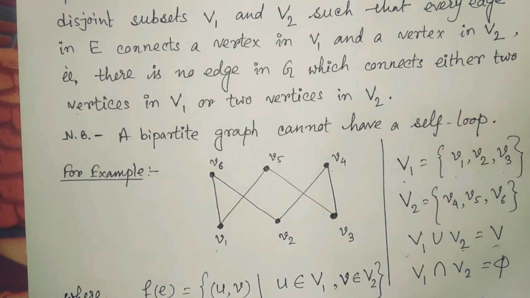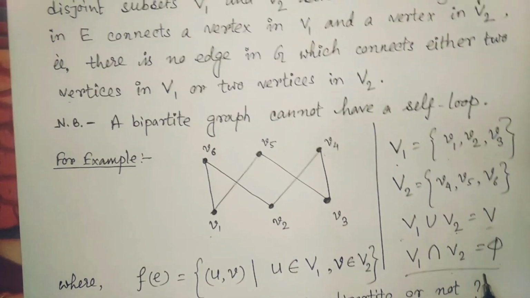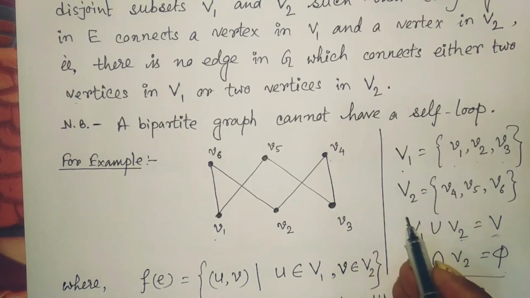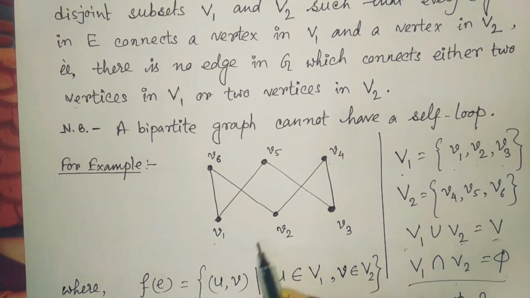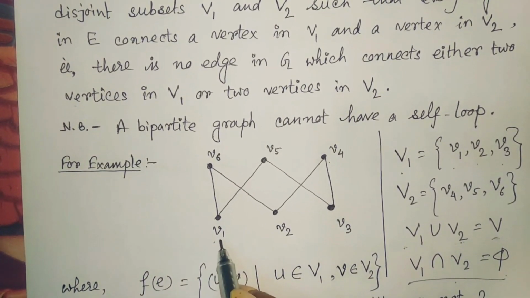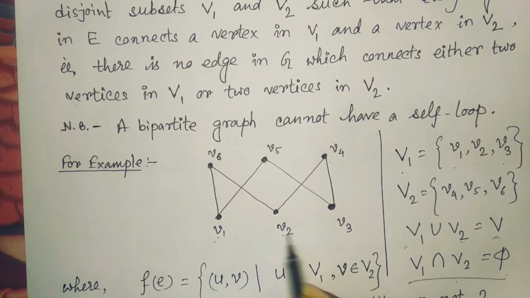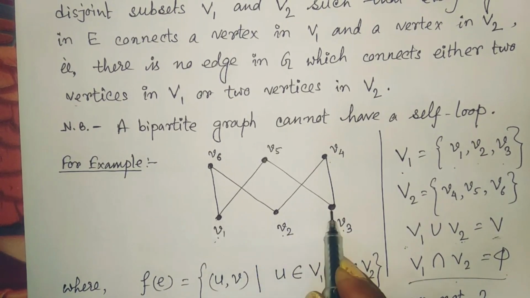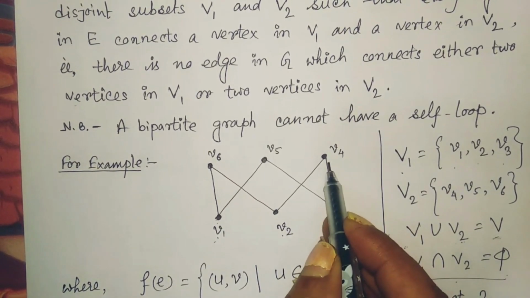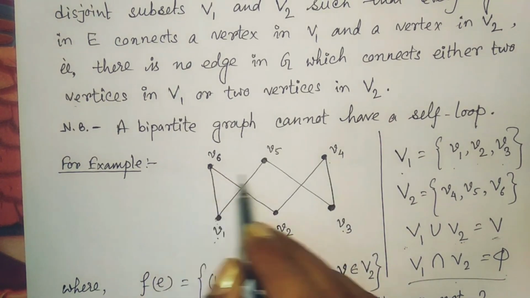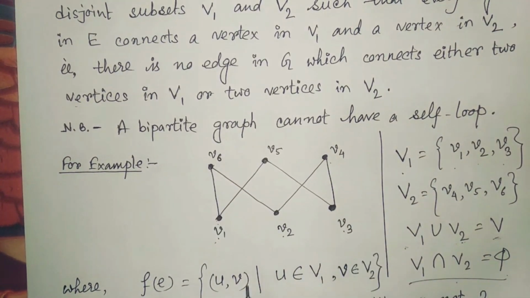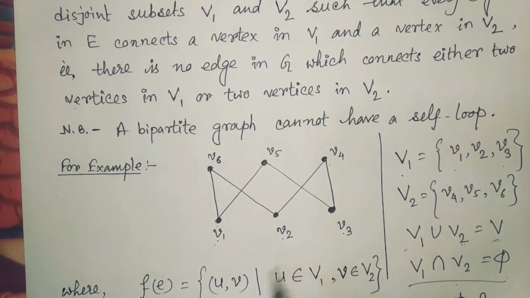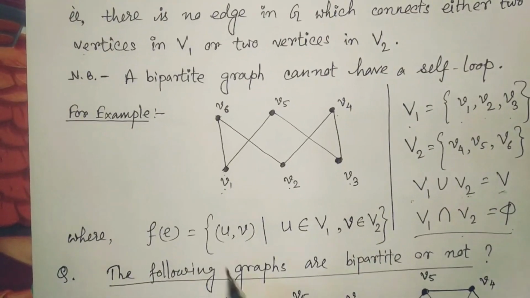And if we take the intersection of these two vertex sets, then it is empty. That means there are no common vertices in these two sets. One more important thing is that between the vertices v1, v2 and v3 there are no edges. Again, between v4, v5, v6, there is no edge connectivity. If there exists any edge, then it is connected in this way.